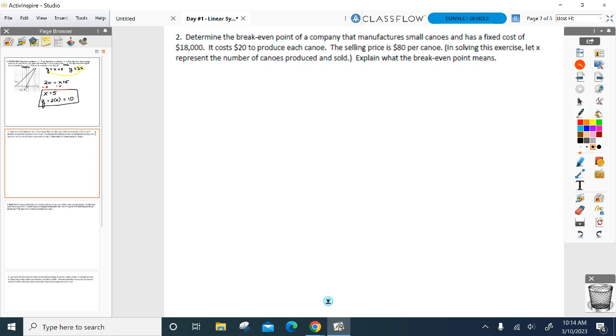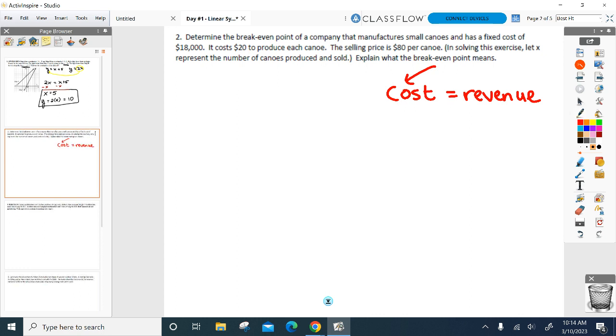How many canoes do I need to sell to break even? What that means is break even. I don't owe any money, but on the flip side, I don't make any money. We're just plain even, break even. So that's what this means here. So at break even, your cost of making the canoes will be equal to, and I'm going to use a word hopefully you're familiar with, revenue, which is the money you bring in from selling the canoes. All right, so that's your break-even point: the cost of making the canoes is equal to the money you bring in, the revenue.